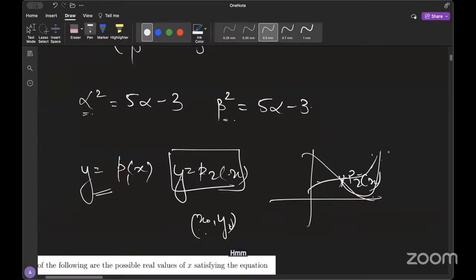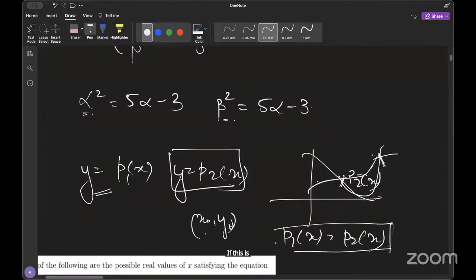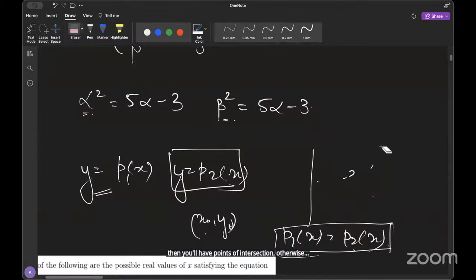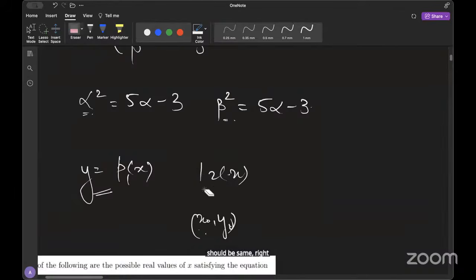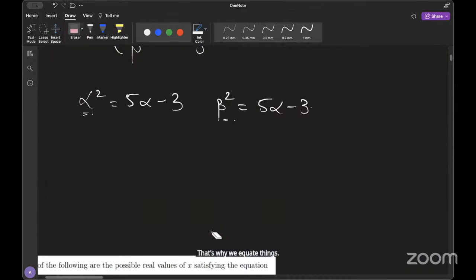There could be more than one point of intersection, obviously. It depends on what you get when you equate these two things, P1(x) equals P2(x). If you get a quadratic, then you'll have 2 points of intersection. We just have to equate both equations to find the point of intersection, because the y coordinate of both should be the same at the point of intersection. That's why we equate things.